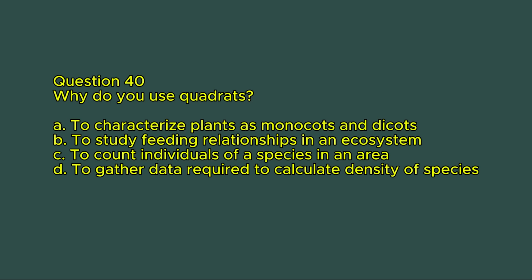Question 40. Why do you use quadrats? A. To characterize plants as monocots and dicots. B. To study feeding relationships in an ecosystem. C. To count individuals of a species in an area. D. To gather data required to calculate density of species.